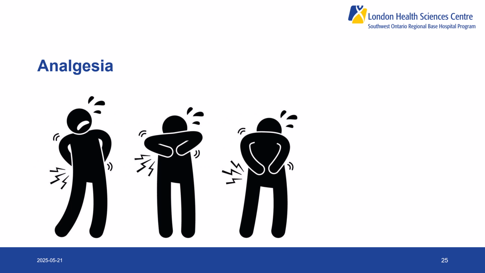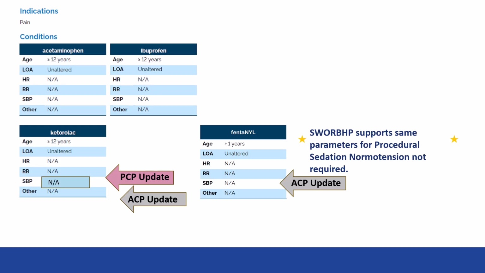Let's review them. The first change that we see within this directive is normotension has been removed from conditions for ketorolac for both PCPs and ACPs. Additionally, for ACPs, normotension has been removed from conditions for fentanyl. Both of these medications have been proven to be safe for patients with soft systolic blood pressures.